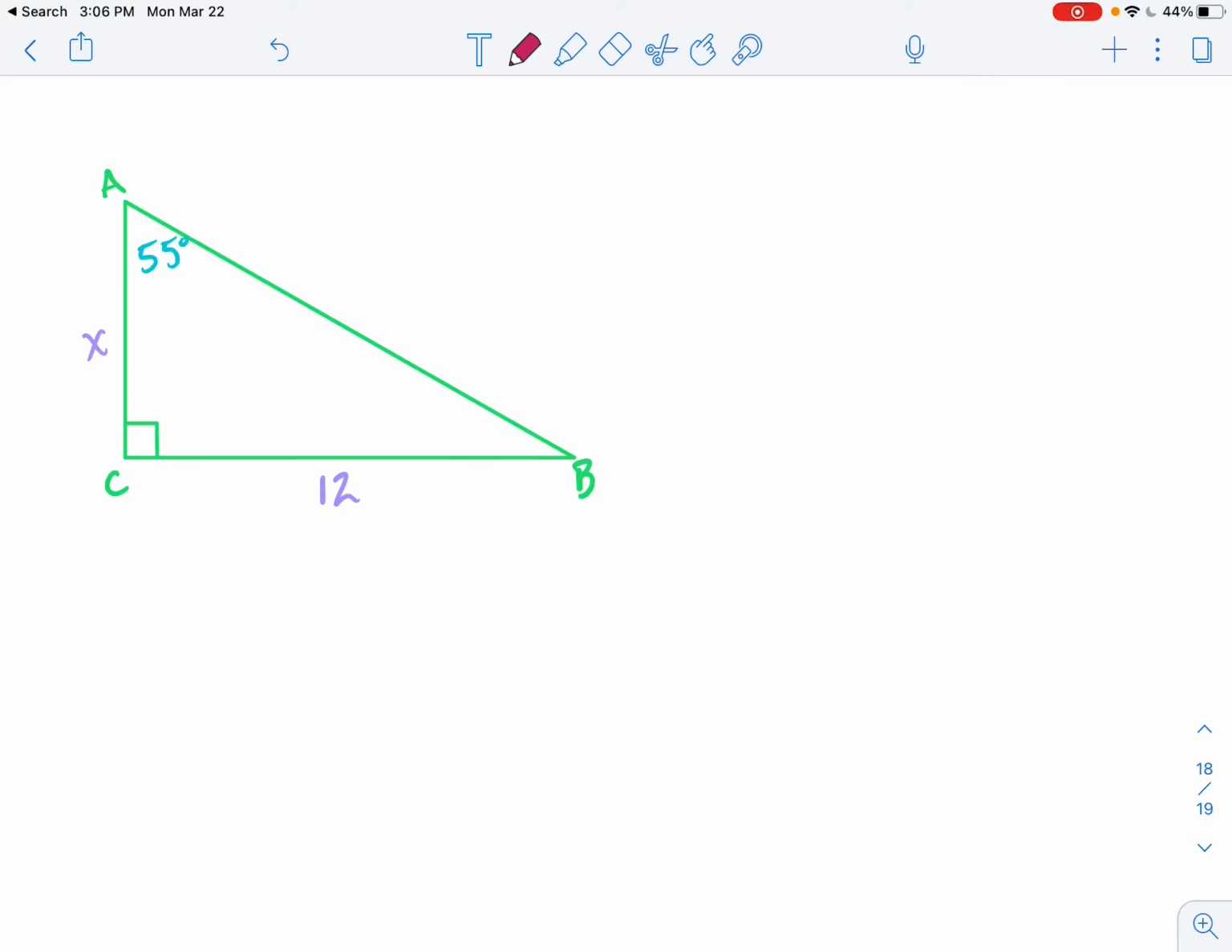So we have a right triangle. We know one of the angle measures and one of the side lengths. I'm trying to find x, which is the length of segment AC. Since this is a right triangle, I know that I can apply trig ratios.